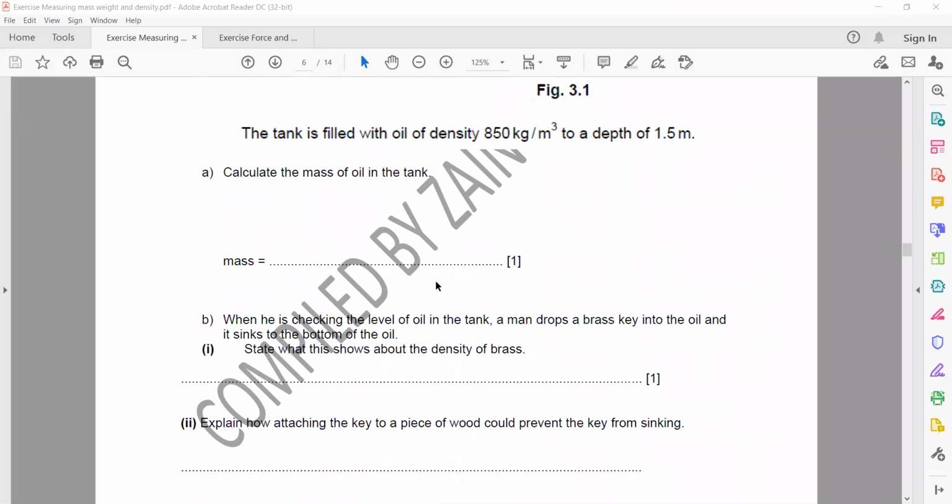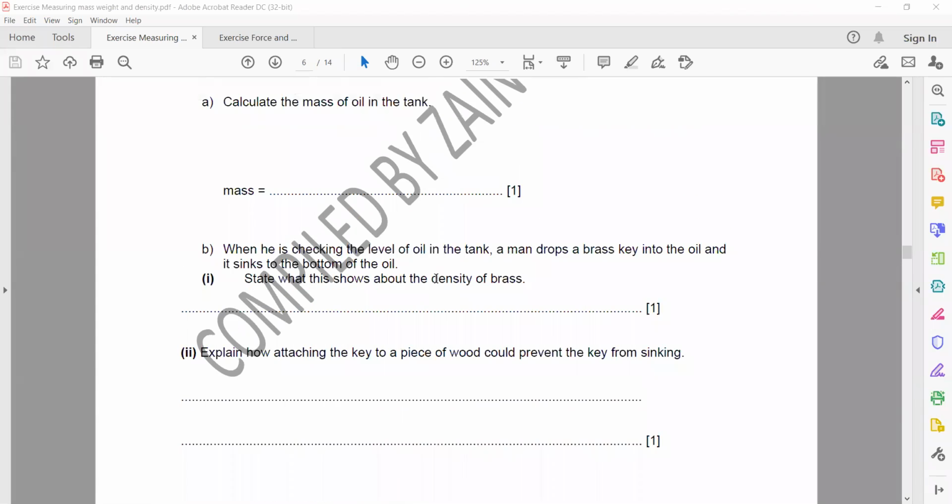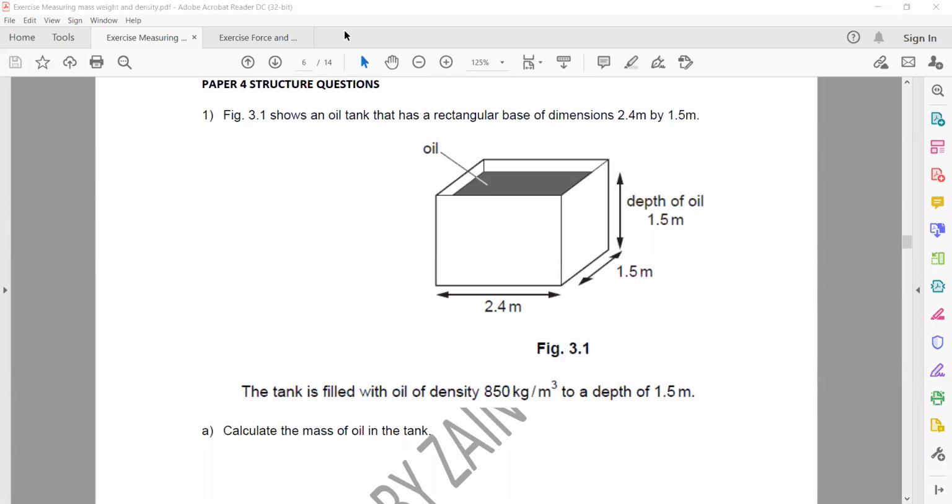In the second part, they say that when he is checking the level of the oil in the tank, a man drops a brass key. So a key made of brass is dropped into the oil and it sinks to the bottom. What we can say about the density of the brass? By mistake, a man working in the tank dropped a key, and it moved to the bottom.